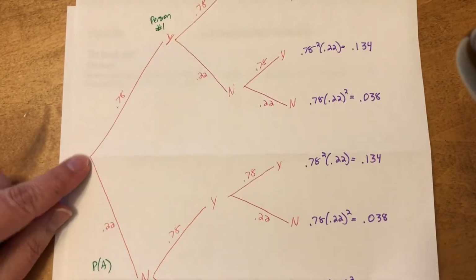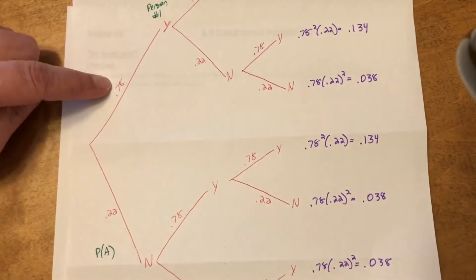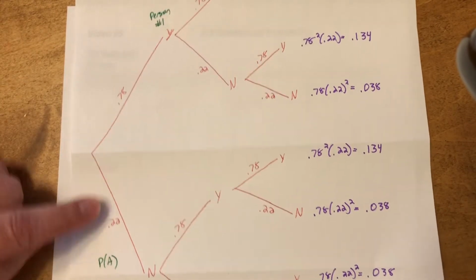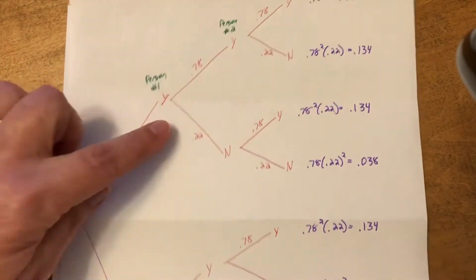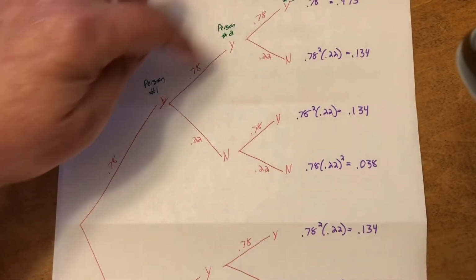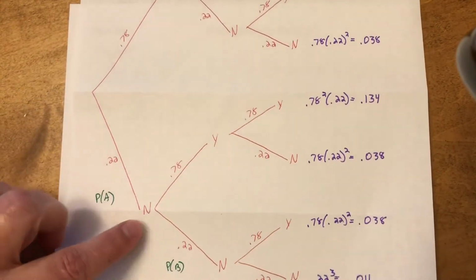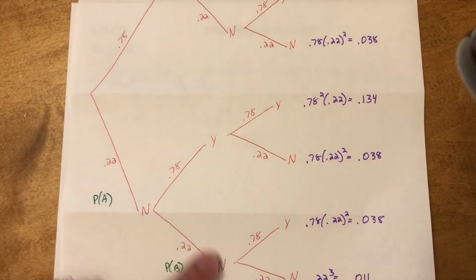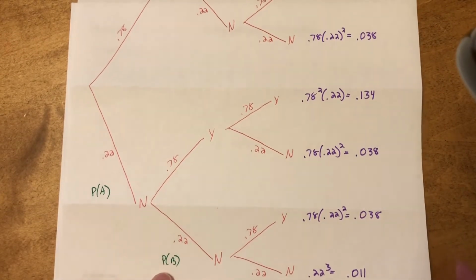All right, so here's my lovely tree that I already created. Here's the first person. They're either going to like chicken or they're not going to like chicken. There's a 78% chance they're going to like chicken, 22% chance they will not. So that's the probability of event A. Second person: if the first person likes chicken, then I have the second person liking chicken and not liking chicken. If the first person didn't like chicken, I still have the second person liking chicken and not liking chicken. Again, the probabilities haven't changed.